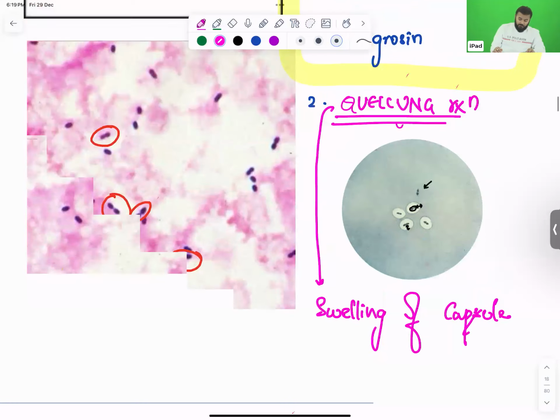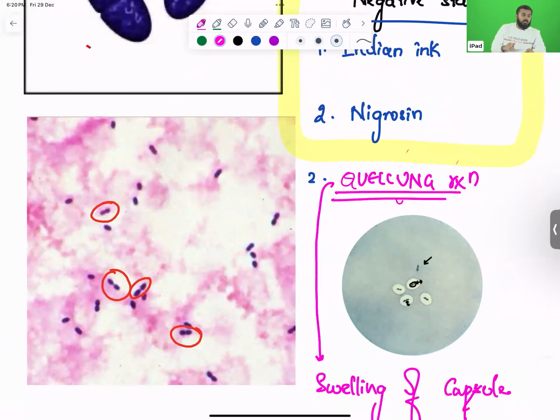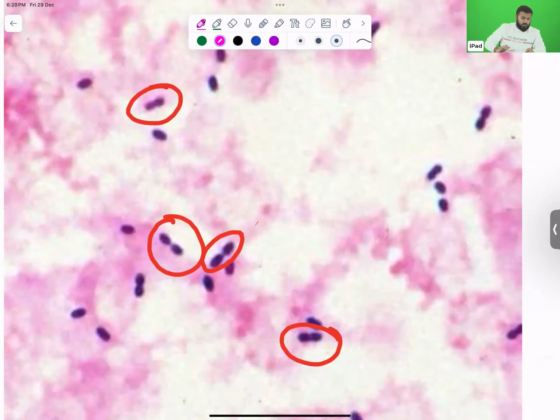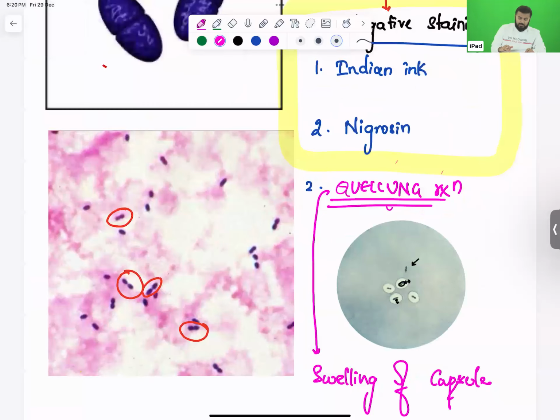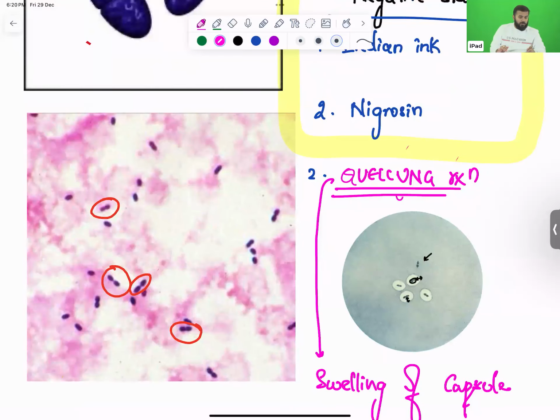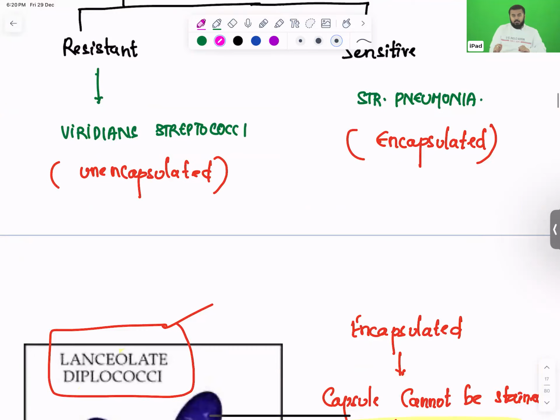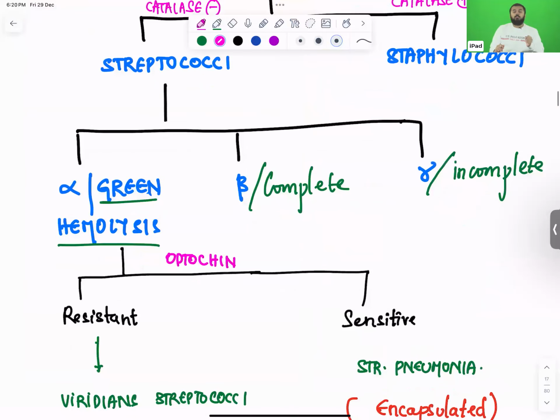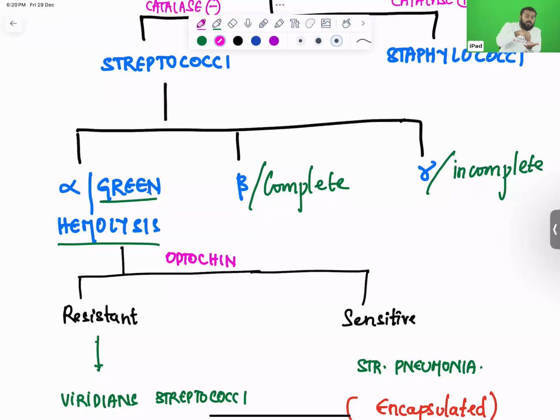Clear? So if this picture comes in the exam, will you answer it, guys? Yes or no? If you see this picture, will you answer it? Isn't it easy? Streptococcus pneumoniae, right? Very good. Now, you are telling me that this is alpha hemolysis. Now, when you wanted to grow this bacteria on a blood agar, what is hemolysis? Alpha hemolysis, beta and gamma hemolysis.